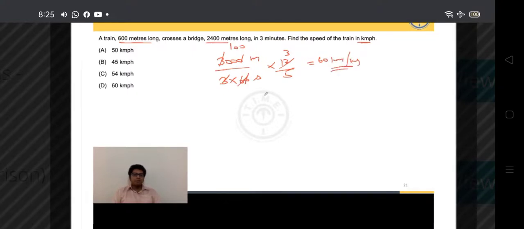Or I can directly convert this into kilometers and this into hours. So 600 plus 2400 is 3000, which is 3 kilometers. 3 kilometers in how much time? 3 minutes. 3 minutes is nothing but 3 by 60 hours. So the final answer will be 60 kilometers per hour. So simple. Choice D will be our answer.